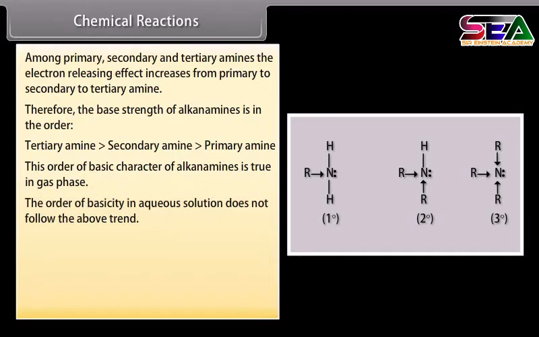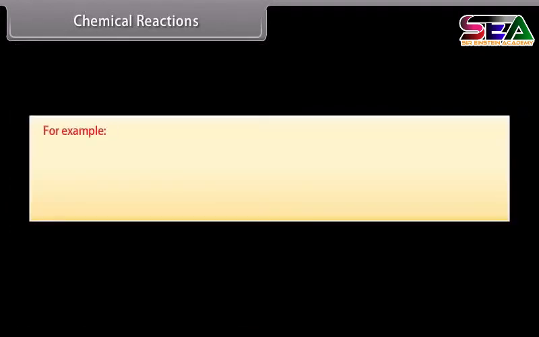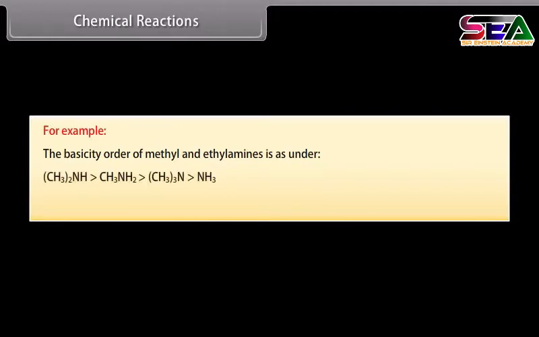The order of basicity in aqueous solution does not follow the above trend. The secondary amines are invariably found to be stronger bases than primary amines, but the tertiary amines are found to be weaker than secondary amines and sometimes even weaker than primary amines. For example, the basicity order of methyl and ethylamines is as under.